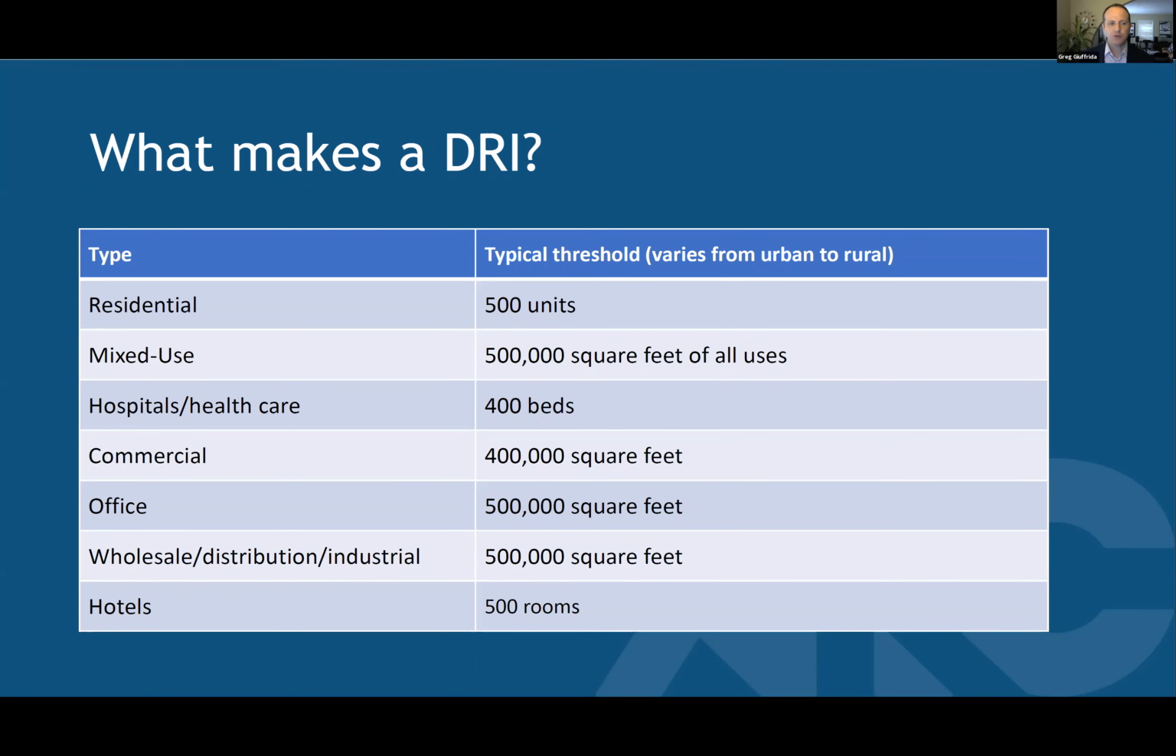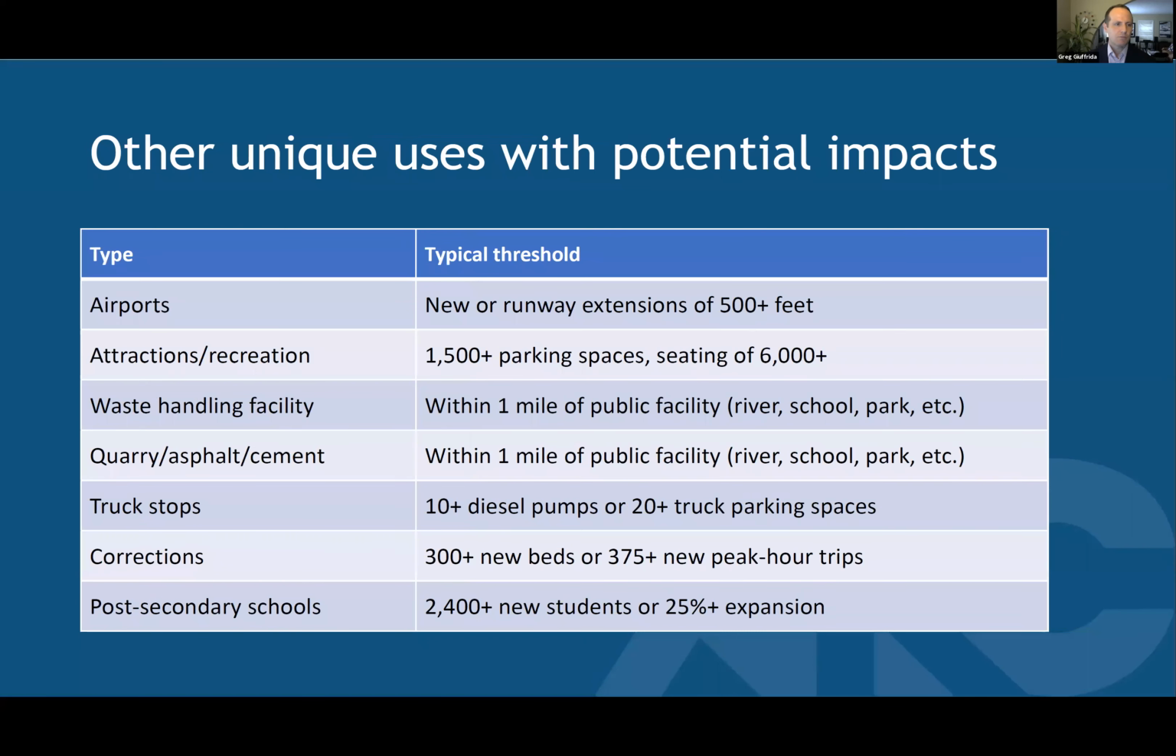These are just some rough thresholds. These are kind of the medium thresholds. And so I recommend that you go to our website and take a look at the thresholds for your particular area. If you are in an outlying jurisdiction with a lot of undeveloped rural areas, your threshold may be lower, but usually about 500 units or 500,000 square feet. Next slide. These are some other unique uses that might trigger something. The expansion of a wastewater treatment or waste handling facility, truck stops, prisons, schools, anything that might represent some sort of unique community use where there's a significant new project or an expansion. Next slide.